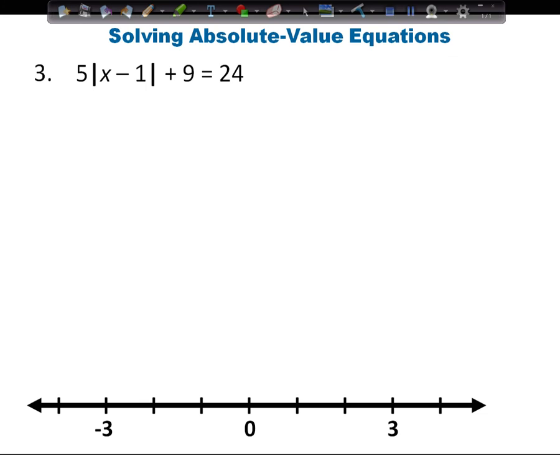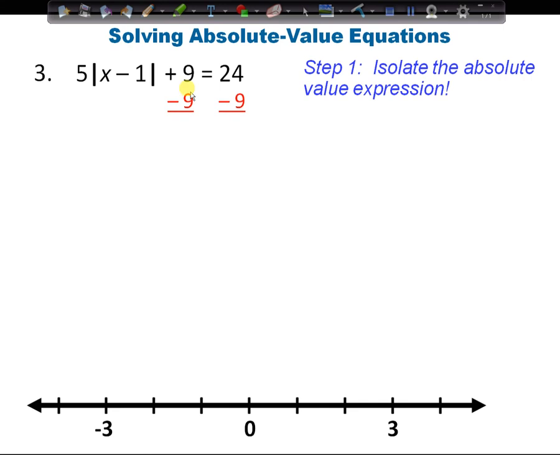Here's our first one. Go ahead, and you do need to write this one down, so you're going to start writing down with number 3. It says 5 absolute value of x minus 1 and then plus 9 equals 24. So again, I need to get the absolute value bars by themselves before I do anything else. So here's my absolute value bars. I've got a 5 in front, which means that it's being multiplied because it's right next to it. And I have a plus 9 over here on the end. So we're going to move that plus 9 first. And to move a plus 9, you're going to subtract 9 from both sides. Just like you would a regular equation, we're going to move the adding and subtracting before we move the multiplying or dividing.